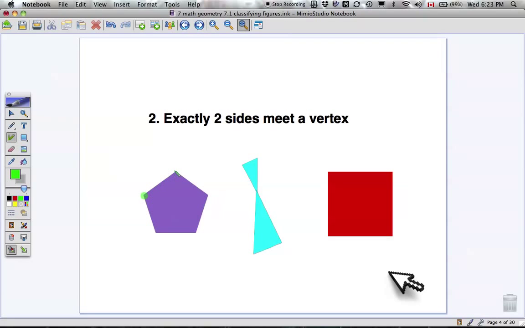Exactly two sides meet at a vertex. Our vertexes are all the corners, right? If you take a look at the corners of this pentagon, there's a lovely polygon there. It has 5 sides, and because each little corner only has 2 lines that meet up at the same point, that makes it a polygon. This one as well, if you look here, there's one line and there's a second line. Every single corner is 2 lines meeting. But in this one, it's not. You got one line this way, a second line that way, a third line this way, and a fourth line here. This is not a polygon.